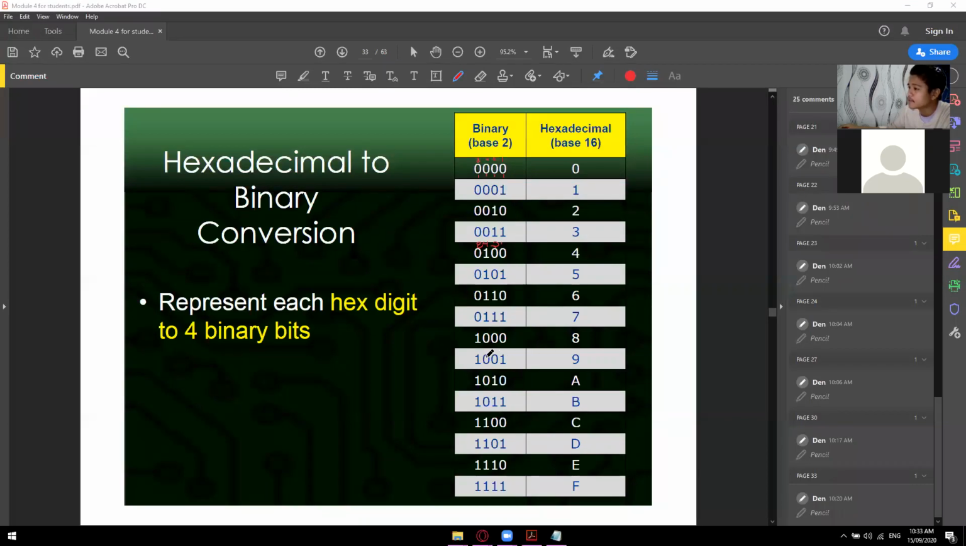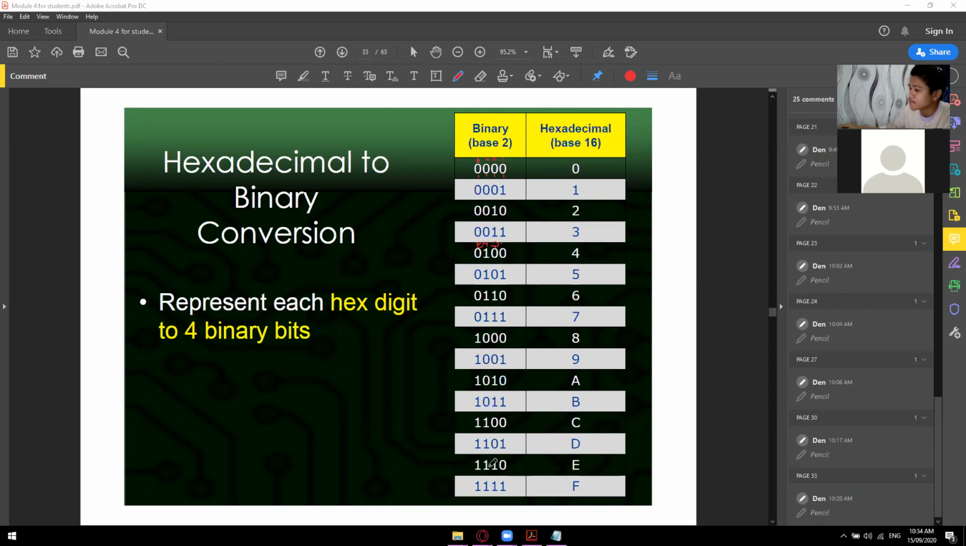And then for 9, you have to activate the 1, so 1, 0, 0, 1. And then for 10, so 8 plus 2. And then for 11 is 8 plus 2 plus 1. And then for 12 is 8 plus 4. Okay, and then 8 plus 4 plus 1, which is your 13, or letter D.